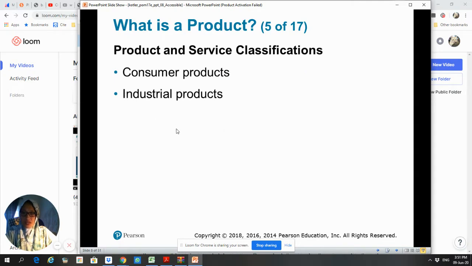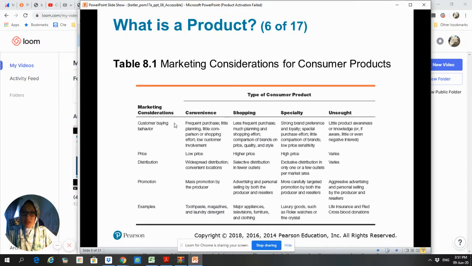I think that you can understand it. It's very easy. All right, then we go over to types of consumer products. This is very important for you to understand the classification of consumer products. We have four types of consumer products here: convenience, shopping, specialty, and unsought.